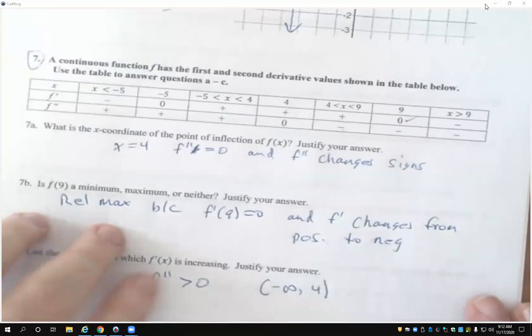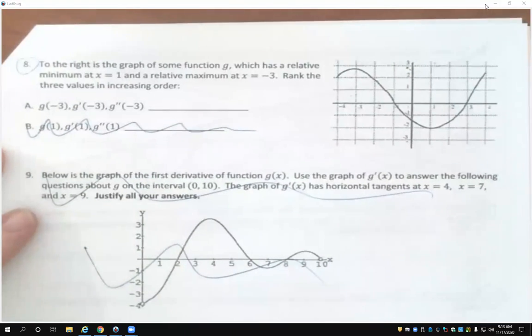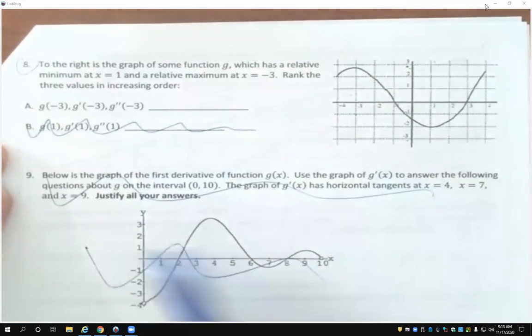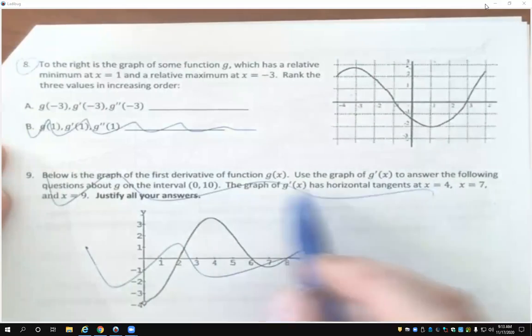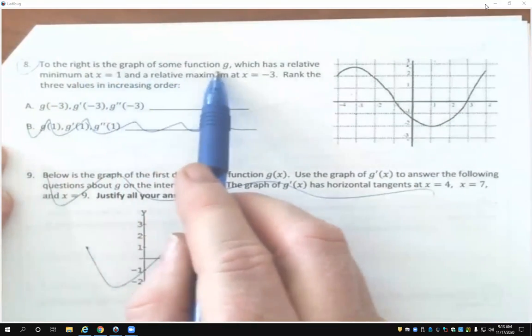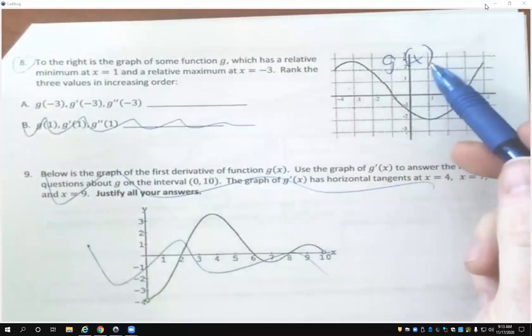All right, number 8 is an extremely common question on the AP exam. B is going to be in your homework, so that's why I cross it out, and all of 9 is in your homework. So I cross that out here. But you're given a graph over here. So to the right is the graph of some function g. So we'll just say g of x. It's not a derivative, it's not a second derivative.